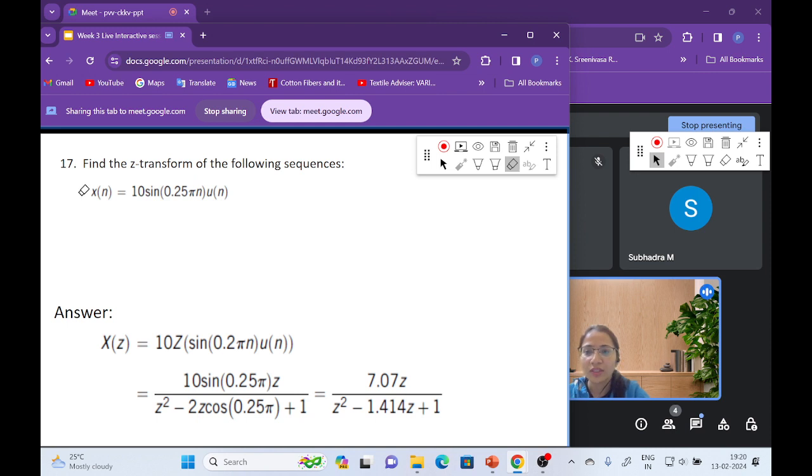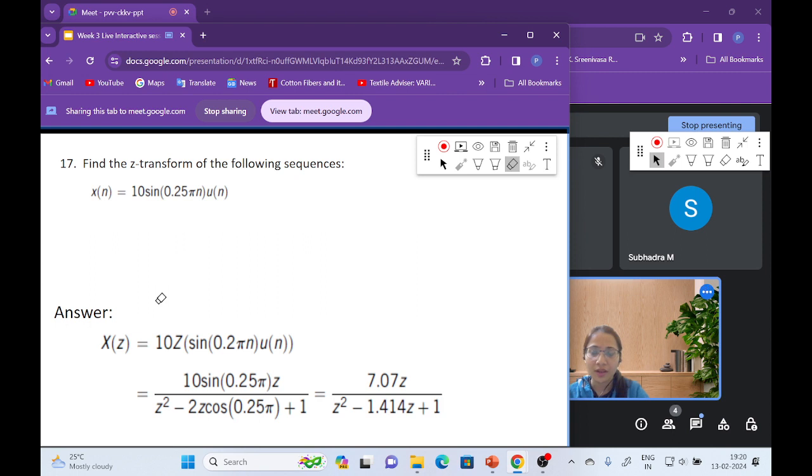Okay. Find out the Z transform of the following sequence, that is given as x of n is equal to 10 sine in bracket 0.25 pi n u of n. What will be the Z transform of this signal? Here I have already solved this question, but try to solve it in this session. Then I will describe how we will solve it.